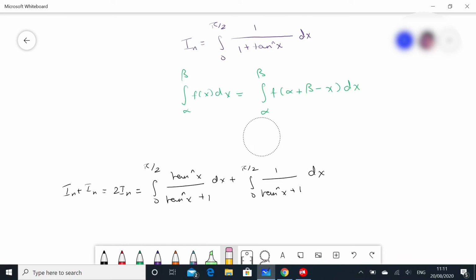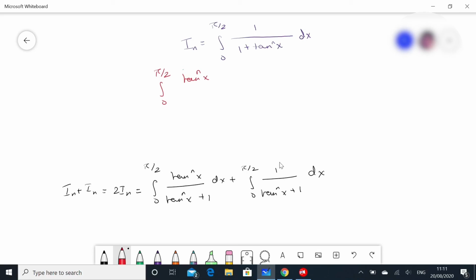Alright, let me cross this out here. Alright, so we have this at the moment. So now, because these bounds are the same, we can combine these integrals even more. So these integrals are going to become tan of x to the power of n plus 1 over the denominators. And thankfully the denominators are the same. Tan to the power of n of x plus 1 dx.